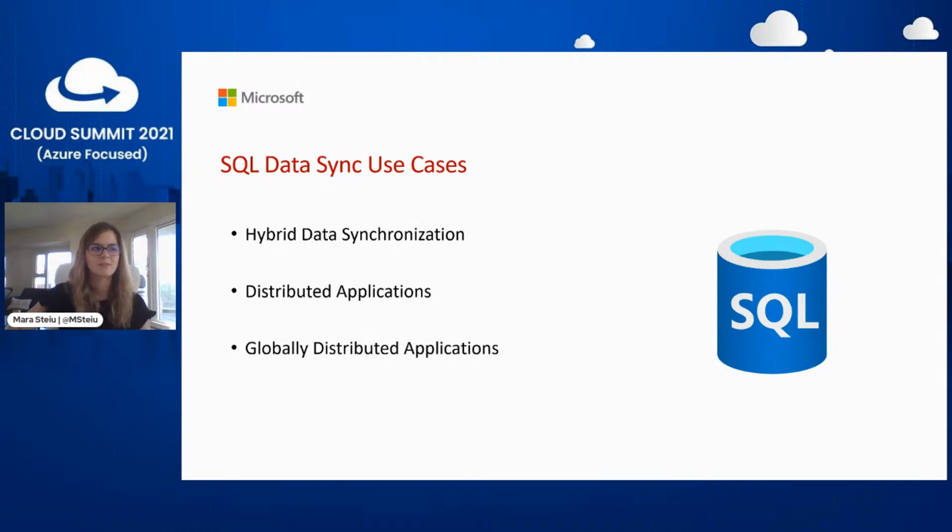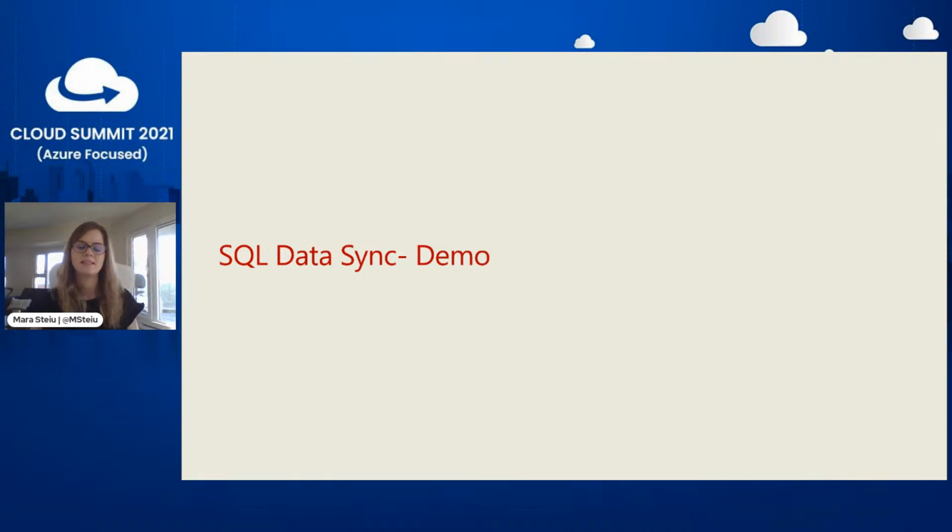Some common use cases that we've seen sync being used for are hybrid data synchronization, distributed applications, and globally distributed applications. And we also already discussed these ones in the beginning. And now I'm going to do a demo for the globally distributed replication scenario with sync.